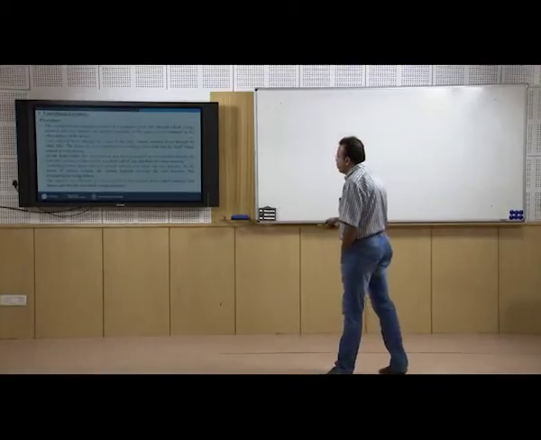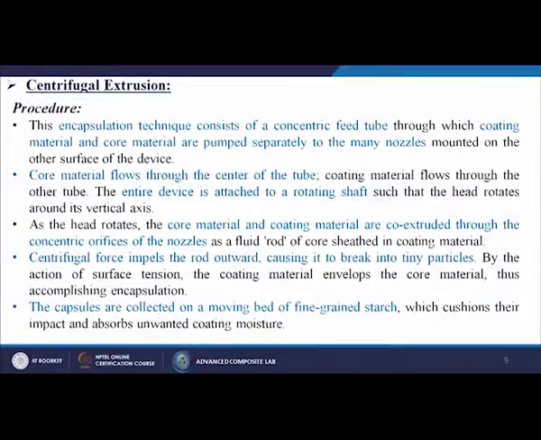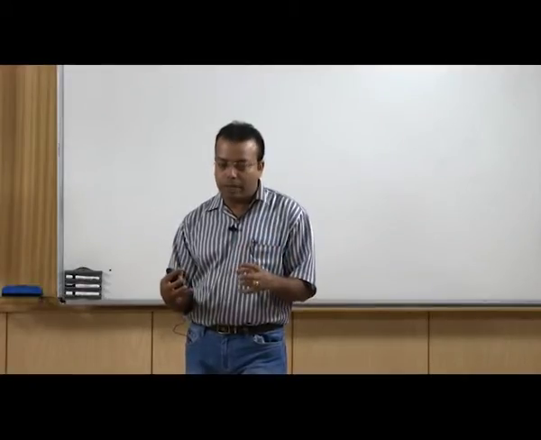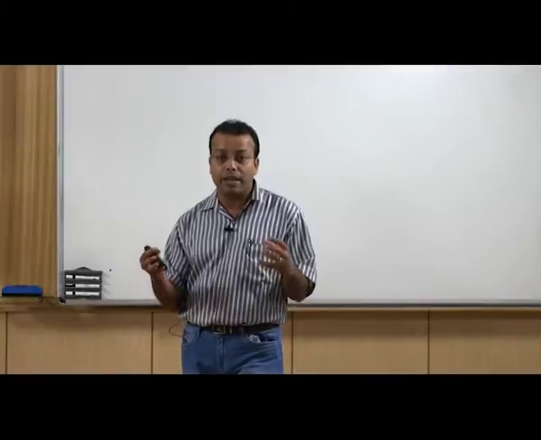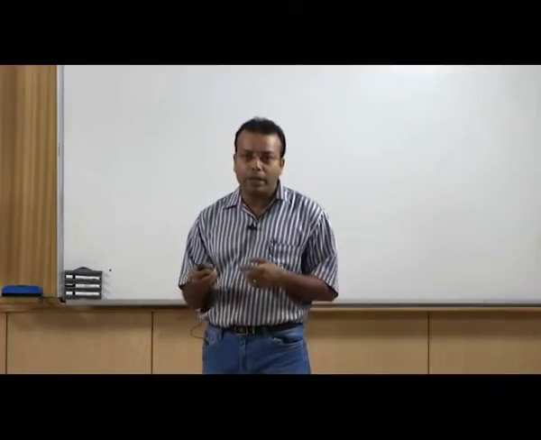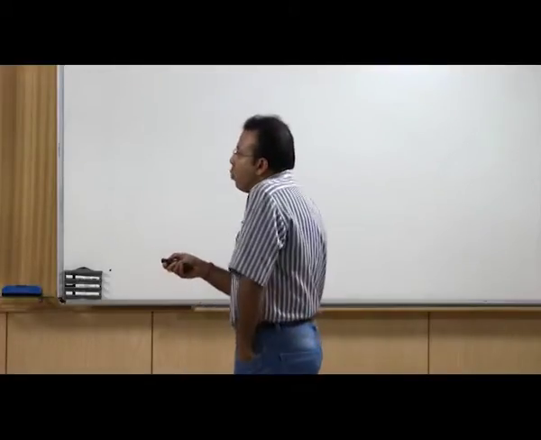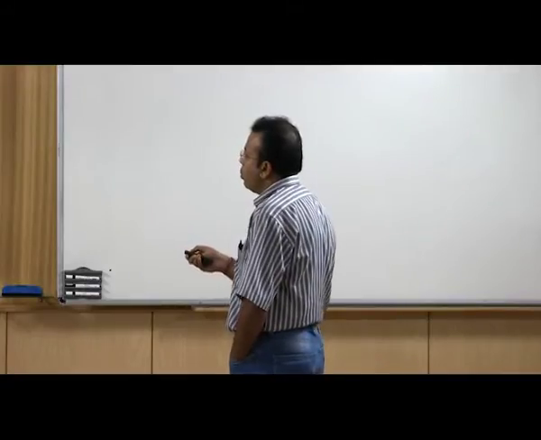Next we are going to discuss centrifugal extrusion. So what is the procedure? The encapsulation technique consists of a concentric feed tube through which coating material and core material are pumped separately to the many nozzles mounted on the outer surface of the device. When I come to the next slide, I will show you how we do this kind of microencapsulation. Simply we are using a machine called an extruder, in which we can use a twin screw extruder or the screwing effect, by which we can put our core materials and our shell materials together. Then core material flows through the center of the tube, and coating material flows through the other tube.